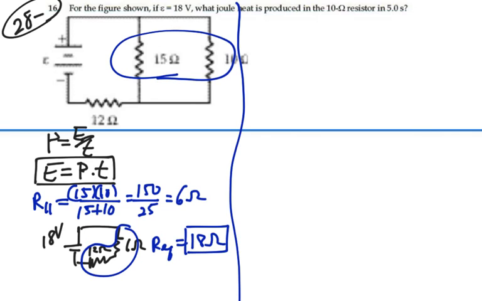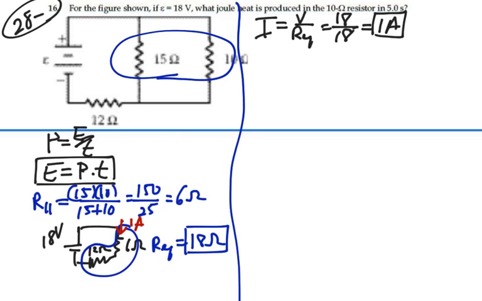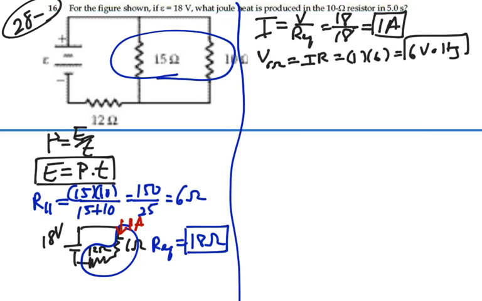Hence, the current coming out of the battery is going to be the voltage of the battery divided by our R equivalent. 18 volts divided by 18 ohms, 1 amp, coming out of the battery in any representation we choose. So in this last representation, we truly have 1 amp that's going through this 6 ohm resistance. And hence the voltage across that 6 ohms is going to equal, by Ohm's law, I times R, 1 amp times 6 ohms, or 6 volts.